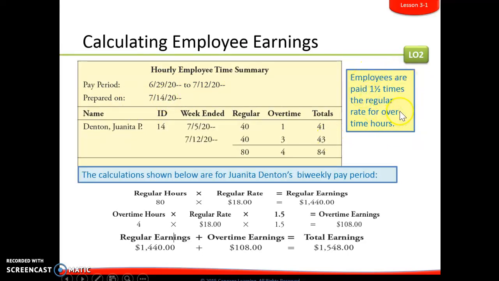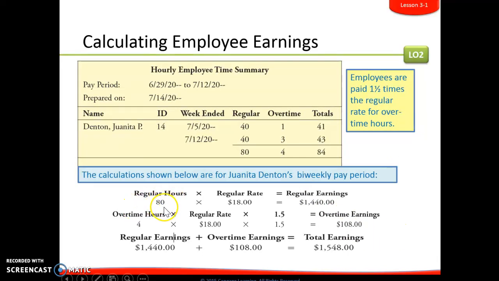In this example, it says employees are paid 1.5 times the regular rate for overtime hours. Now, that is the standard, 1.5 times the regular rate for overtime. However, different businesses might have incentives for overtime. They might pay double rate for overtime, so it just depends. In this example, 1.5. So what we need to do is figure out, because it's paid differently, the regular earnings and the overtime earnings.